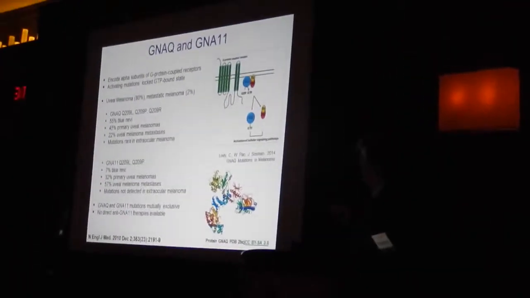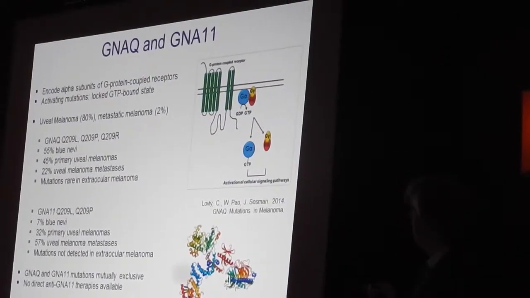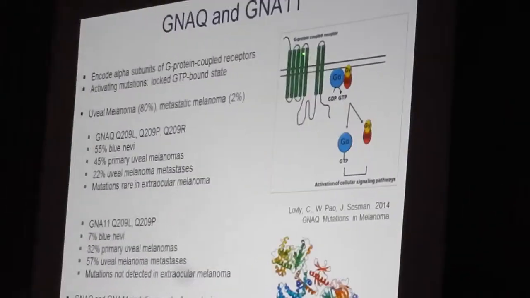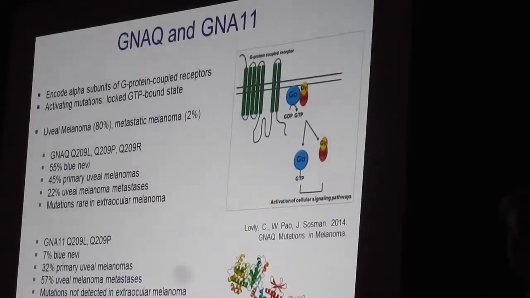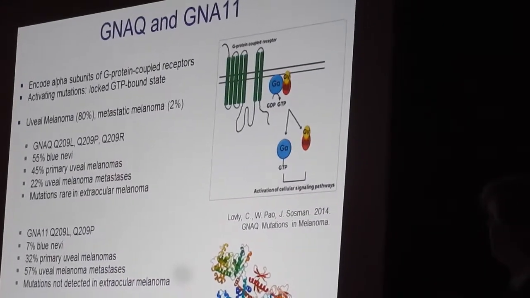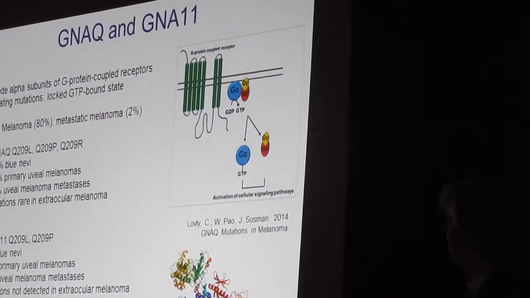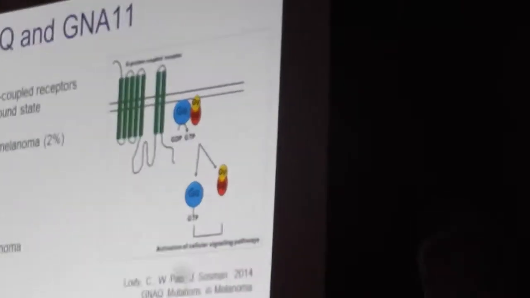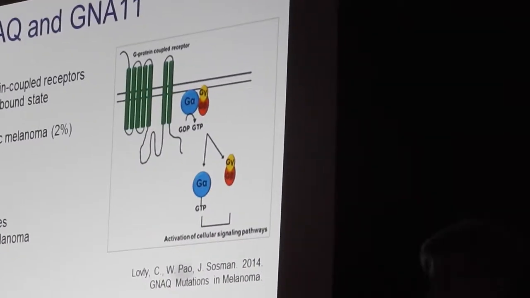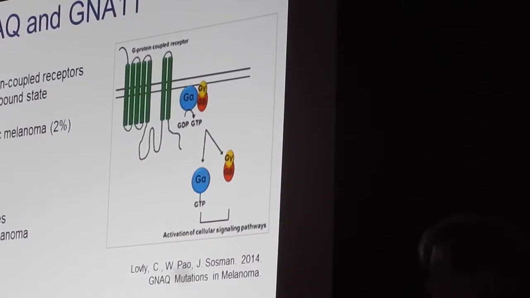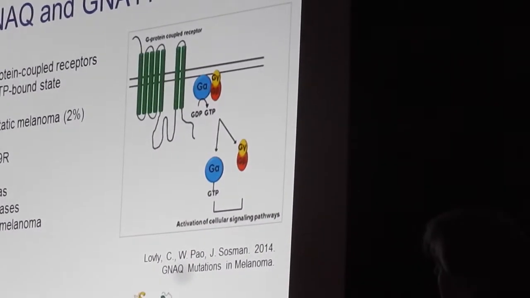GNAQ and GNA11 are two G proteins that are coupled to a G protein coupled receptor. So the ligand binds to this receptor, which is a 7 transmembrane pass receptor, but it lacks intrinsic kinase activity of its own. So it's very different from, like, EGFR, which has built-in kinase activity. So it uses these G proteins.